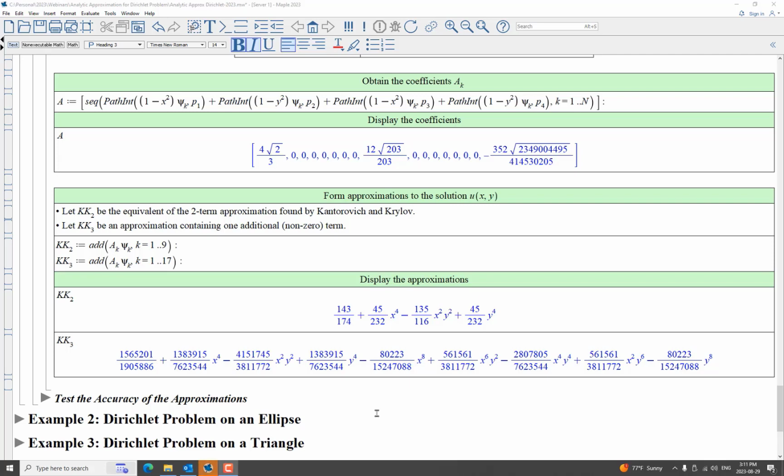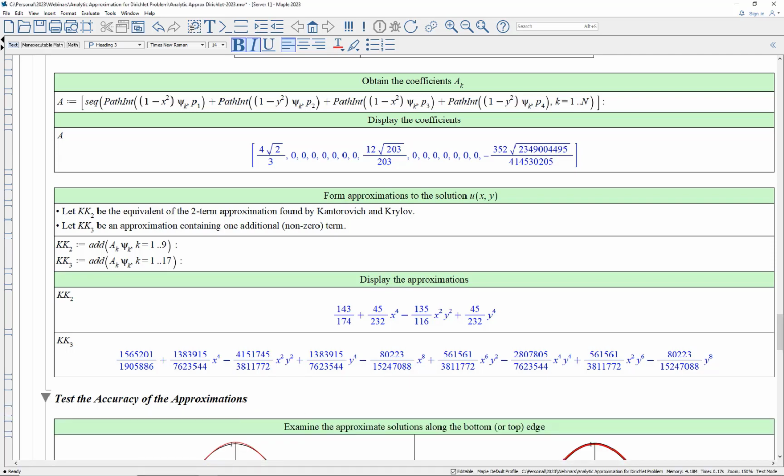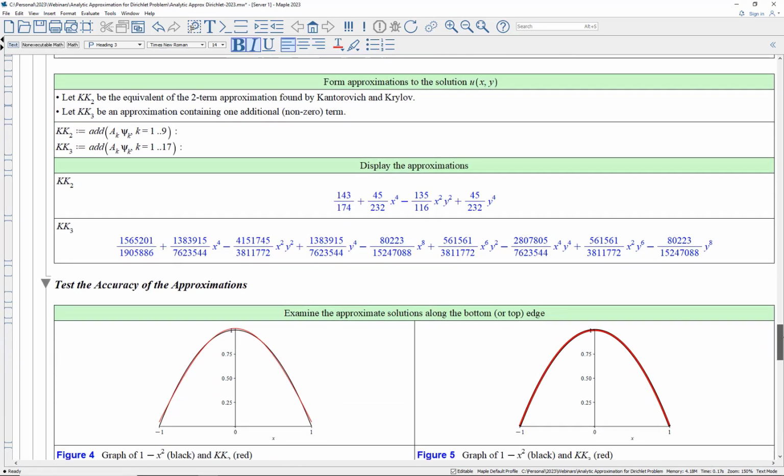And now we want to test the accuracy of these approximations. 507 is an approximation to pi. It's not a very good approximation. So unless you have a way of testing how good the approximation is, anything is an approximation to anything. So let's test the accuracy in as many ways as we possibly can.